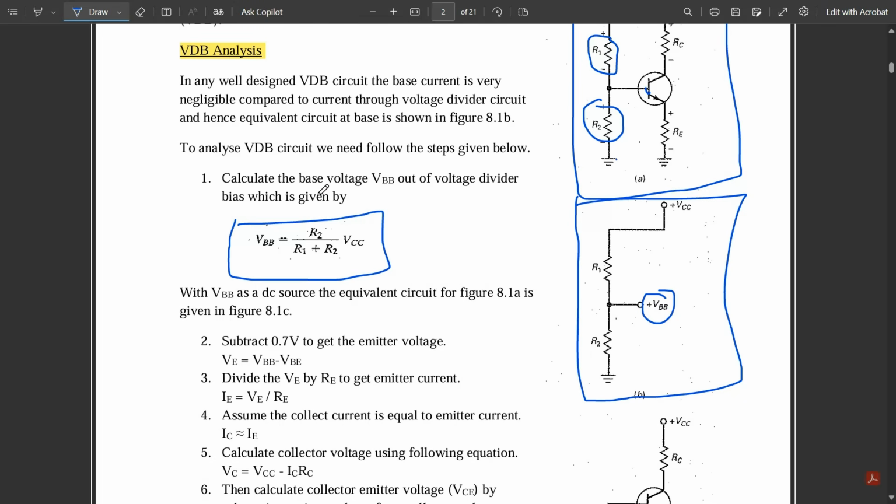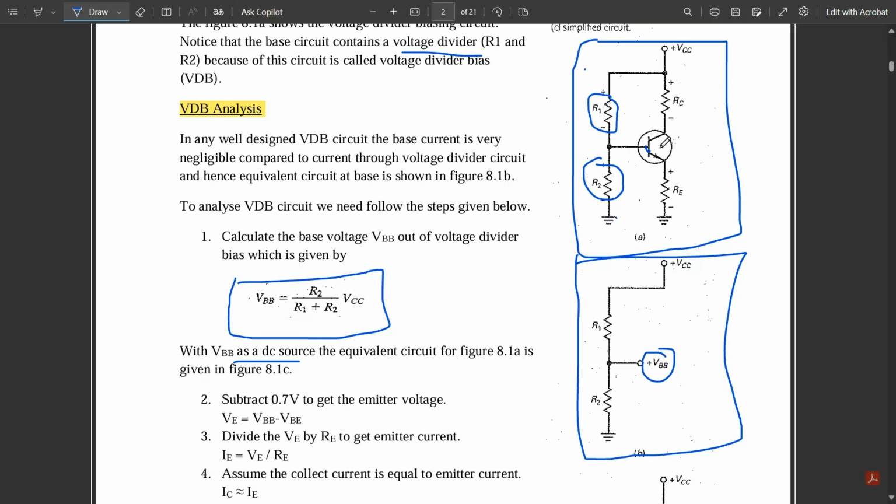First step is to calculate the base voltage. If you know the base voltage, only then could you know the voltages at these resistors. So first we need to calculate the base voltage. This is the formula for base voltage: VBB is equal to VCC times R2 divided by R1 plus R2. With VBB as a DC source, the equivalent circuit for figure 8.1a is given in figure 8.1c.